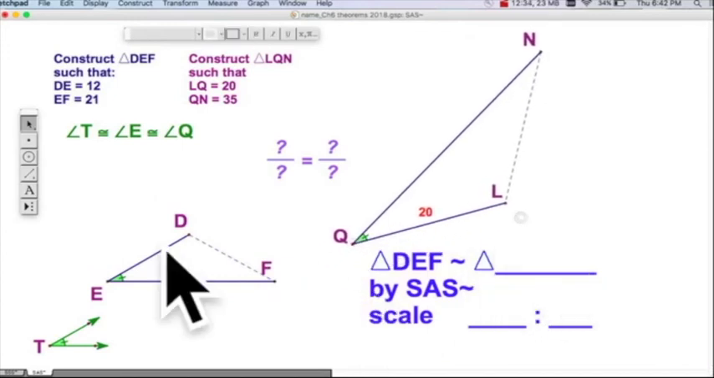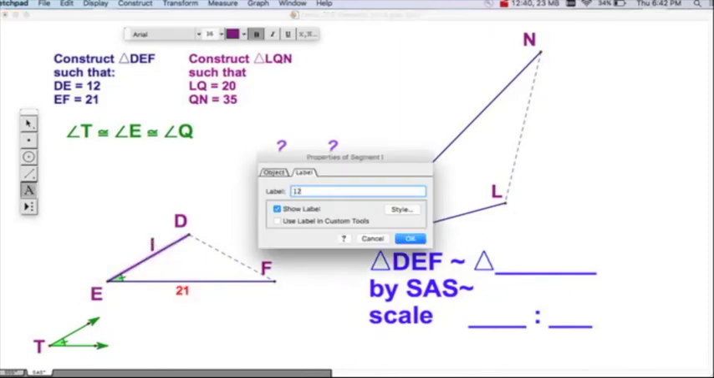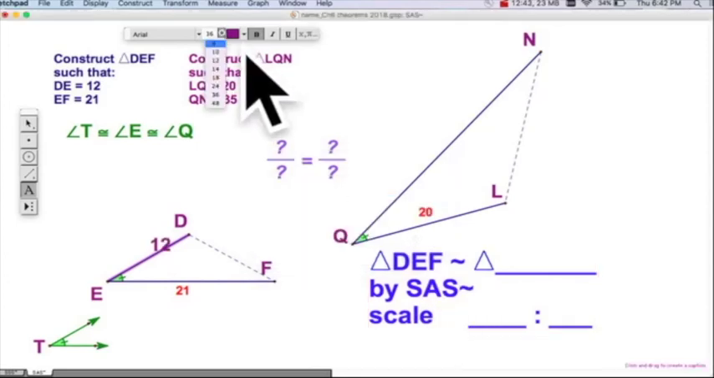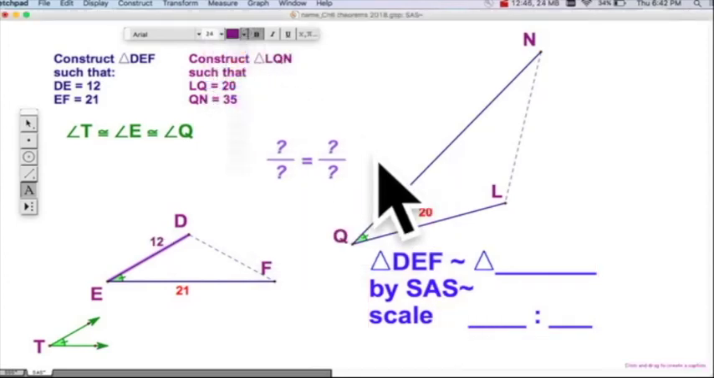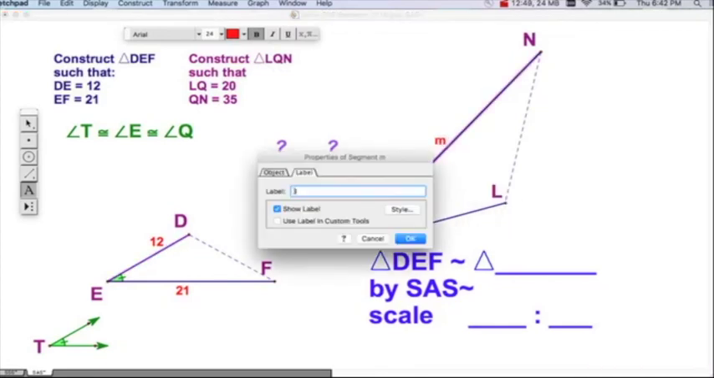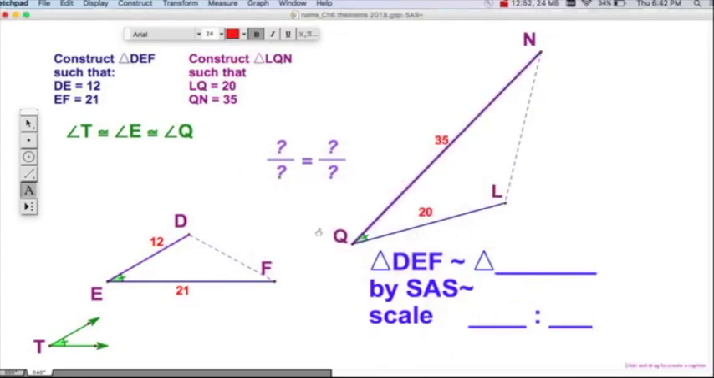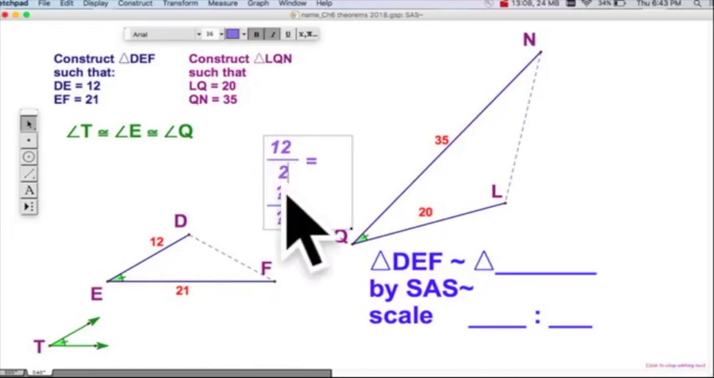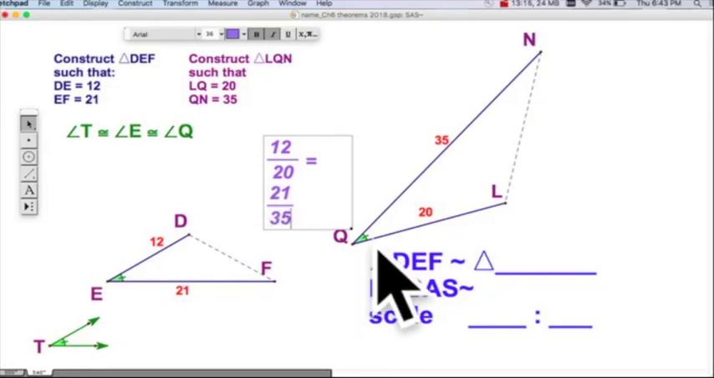Like we did before, if you want to label the side there, maybe you're going to say that's 12. And how long is this one? Let's say 35. Now, in order for this to work, this ratio has to be true. Short side, 12 to 20, as 21 to 35. Let's write it down. 12 to 20 as 21 to 35.